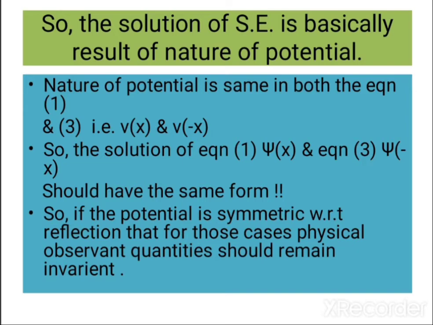the solution psi(-x) and psi(x) there. So you will realize that the solution of the Schrödinger equation is basically a result of the nature of the potential, and the nature of the potential is the same in both equation number 1 and 3, that is V(x) and V(-x). So the solutions of equation 1 and 3, psi(x) and psi(-x), should have the same form. If the potential is symmetric with respect to reflection, then for those cases physically observable quantities should remain invariant.